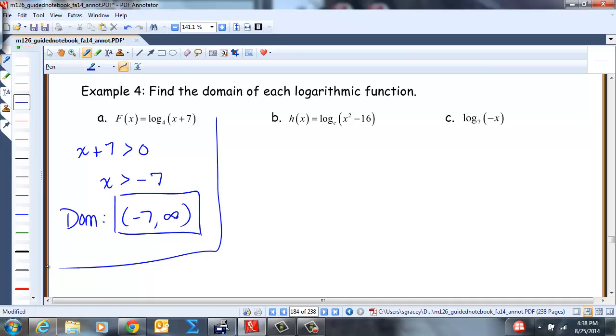Okay, so part B, this one's kind of a mean one. We've got x squared minus 16, so x squared minus 16 has to be greater than 0. Now remember, when you're doing a polynomial inequality, you do your related equation, f of x is x squared minus 16, and if you did the zeros, 16 would be x squared, so plus or minus 4 would be your x.